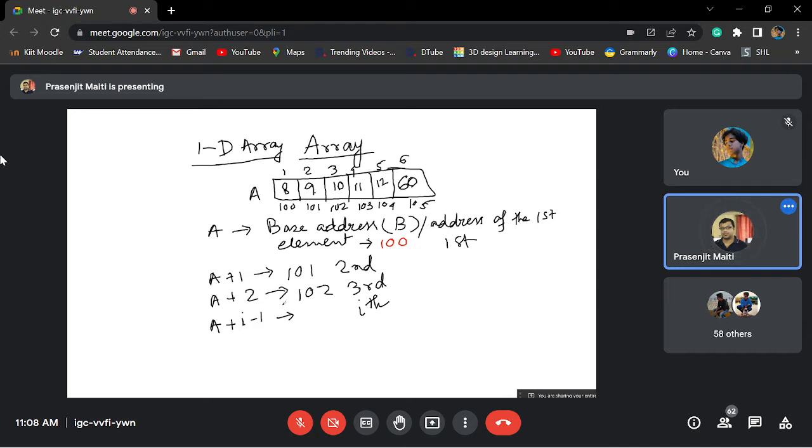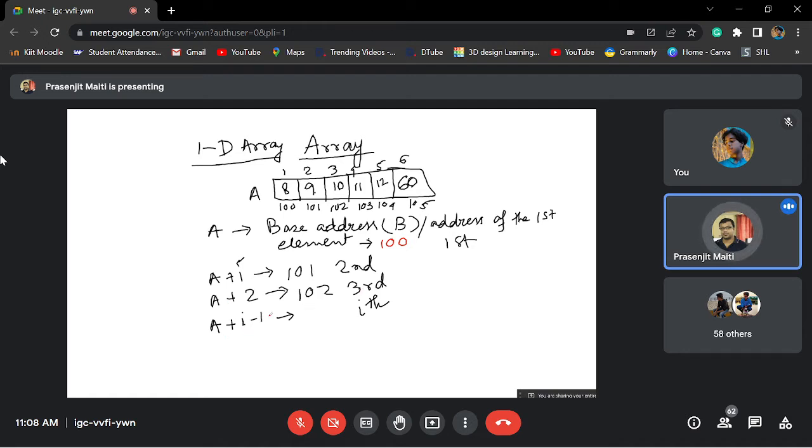So that means here we add 1, then 2, then I minus 1. What is this? A is the base address 100. 100 plus 1, 101 is the second element address. 100 plus 2, 102 is the third element address.